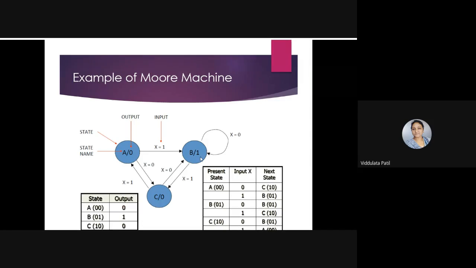Now for this state, if X is equal to 0, it will remain in the same state, while for X equal to 1, it will go to the next state, that is C, where it will be 1 0. Then for the next state, if X is equal to 0, it will return to state B, and if X is equal to 1, it will return to state A, that is the 0 0 state.